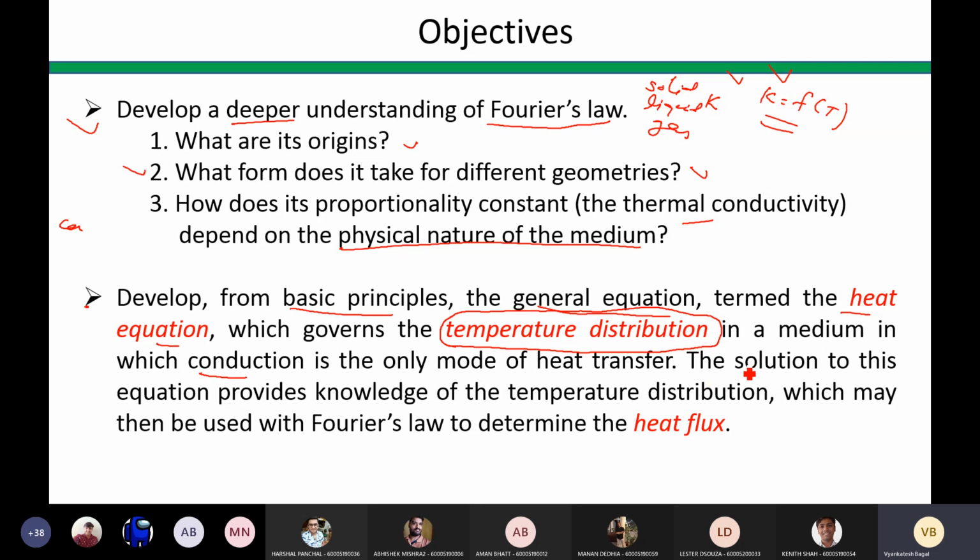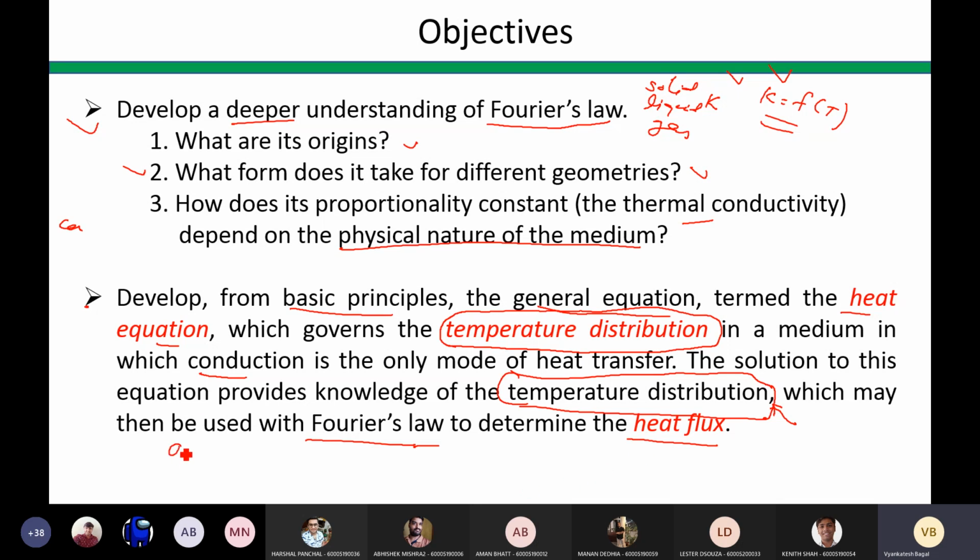Then the solution to this equation, which will be a differential equation, maybe a partial differential equation, provides the knowledge of the temperature distribution. So we will use different kinds of boundary conditions and try to solve the differential equation. The sole aim is to get the temperature distribution, which may then be used along with Fourier's law to find out the heat flux. So you understood what I am going to talk about in the coming 4-5 lectures.